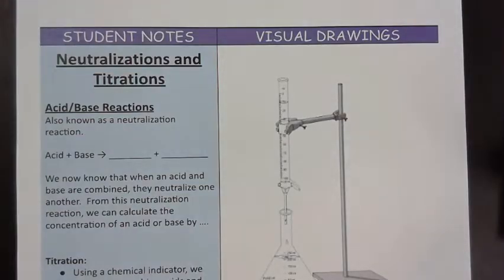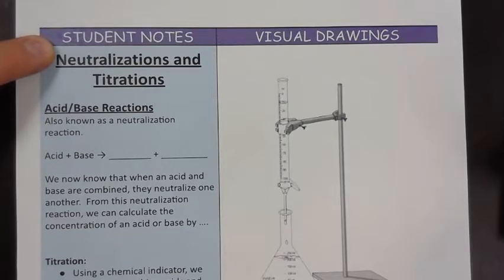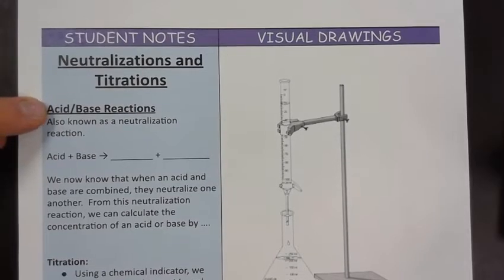For our last video in acid-base chemistry, we're going to be talking closely about two terms, neutralizations and titrations. Neutralization is the reaction that occurs between an acid and a base, because when an acid and a base are perfectly mixed together, they're no longer acidic or basic, they're neutralized. And the chemical laboratory process that allows us to mix those two things together is called a titration.